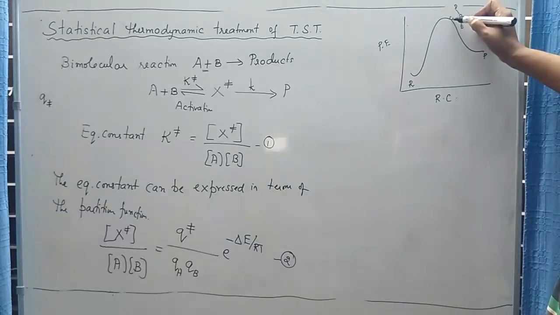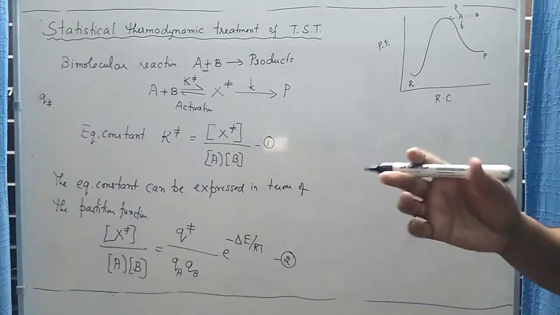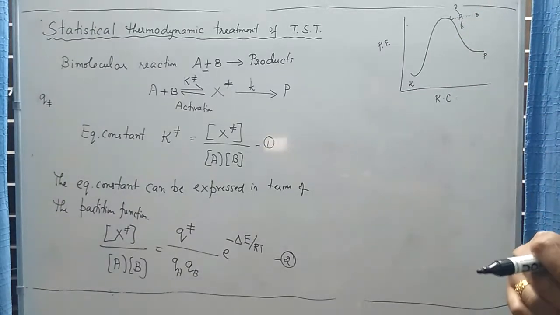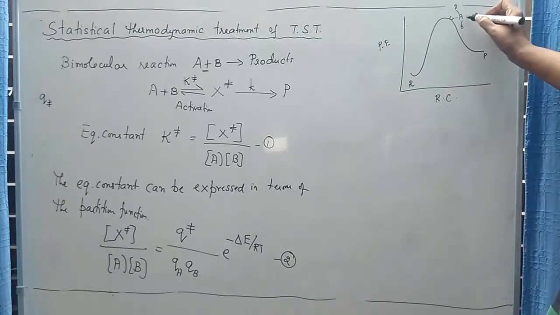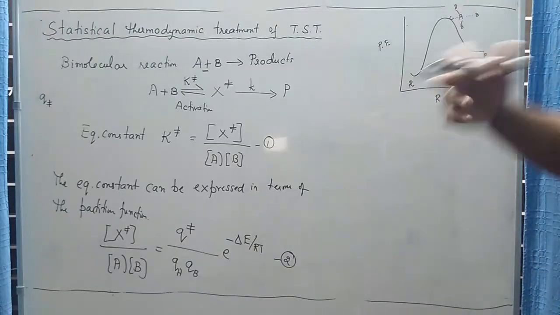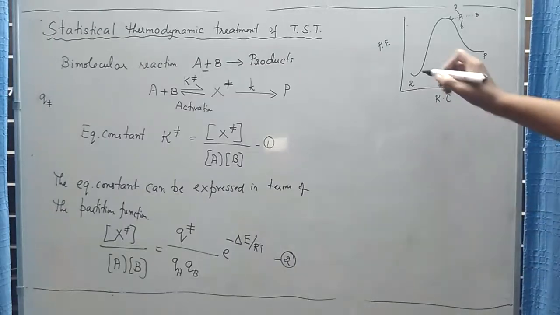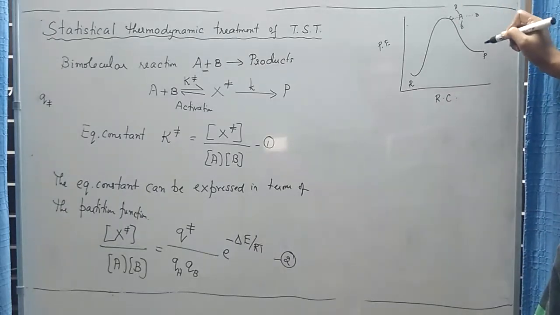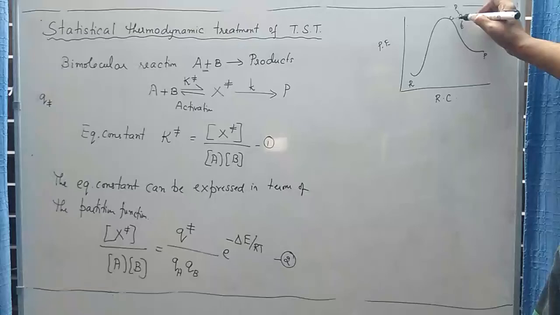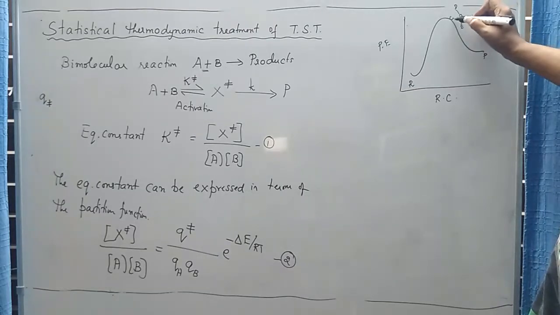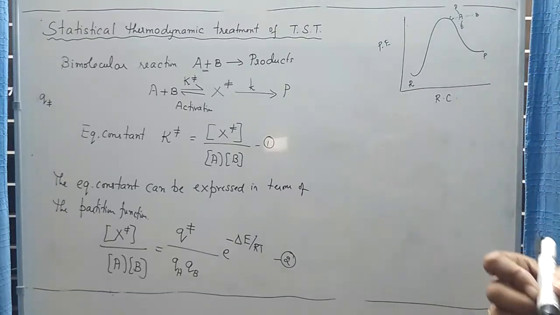So here the bond between this atom and A is a new bond that is being formed during the reaction, and this bond AB, which is an old bond between the reactant, is partially broken. So when the reactant is converted to product P, this bond is progressively formed, and this bond is progressively broken.